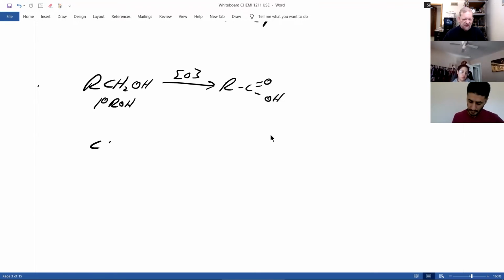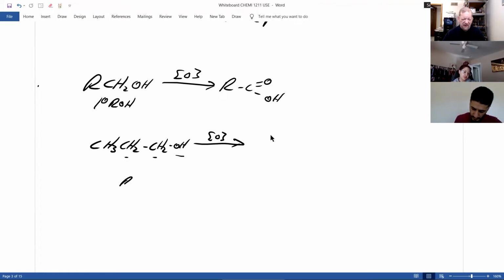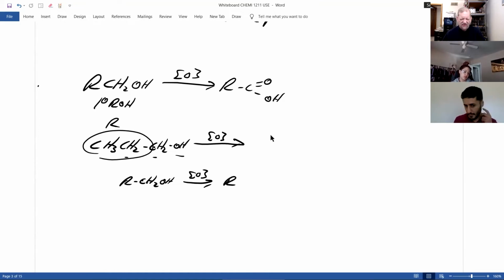So let's take this first one. And if we look at this, what's different? Ooh, hydroxy group on a carbon. And it's also a primary alcohol. This is my R group. This carbon here is this carbon here. When I oxidize it, I'll convert this into a carboxylic acid.